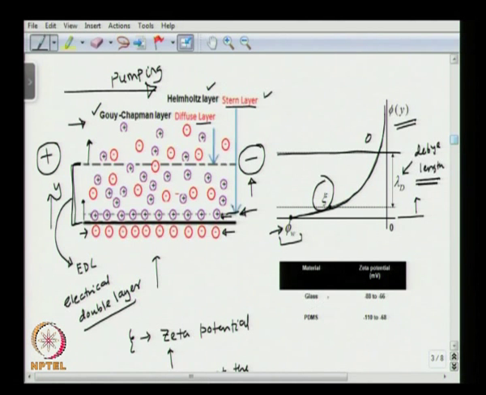Now if you look at the zeta potential for different materials, as I told, it also depends on the liquid that we are talking about. For glass, the zeta potential is varying from -88 to -66 depending on the liquid, and for PDMS it is found to vary between -110 to -68. Okay. And this zeta potential, as you would see in subsequent lectures, is a very important parameter that governs the electroosmotic flow.